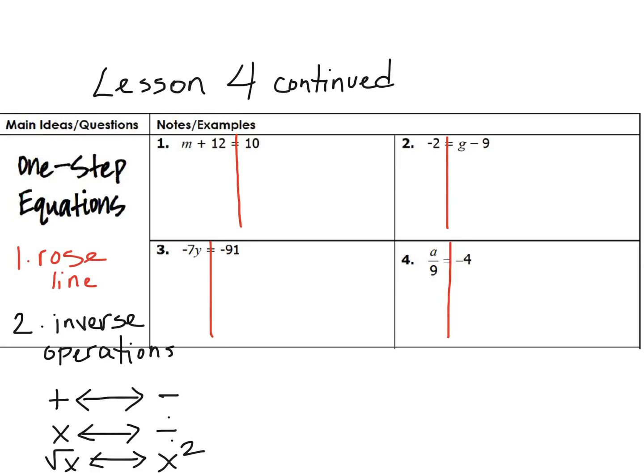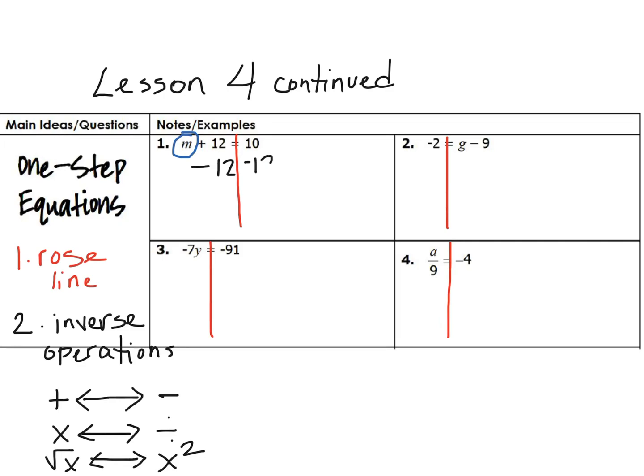All right, so starting with example number 1, and I've already drawn my rose line, I am going to start by focusing on where the variable term is in the equation. In this case, the variable term is on the left. So the numbers that I want to focus on moving are going to be the numbers that are already on the left. And when I move them, I'm going to want to move them to the opposite side of the rose line. So I have m plus 12. The inverse of plus 12 is subtracting 12. And whatever you do to the one side, you have to do to both sides.